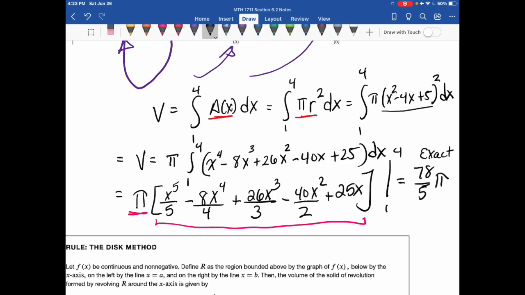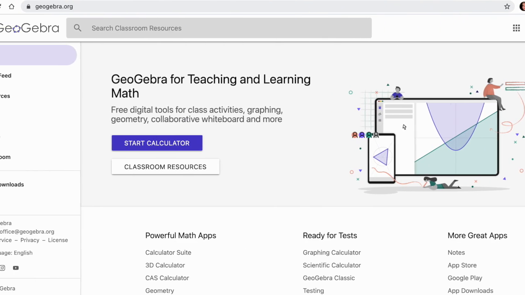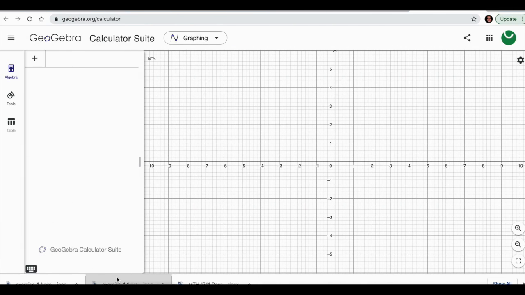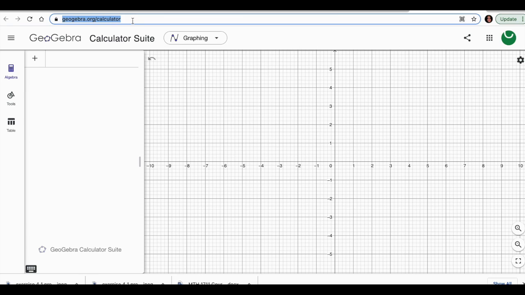So I'm going to show you how you can use this online tool that you can actually spin the function around the x-axis. And if you go to geogebra.org and you click on the button that says calculator, or you can actually just go right to geogebra.org/calculator, and it's going to bring you up a free online graphing calculator.